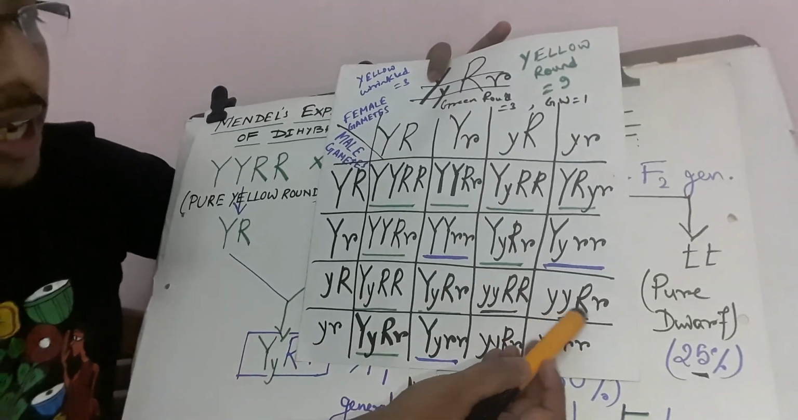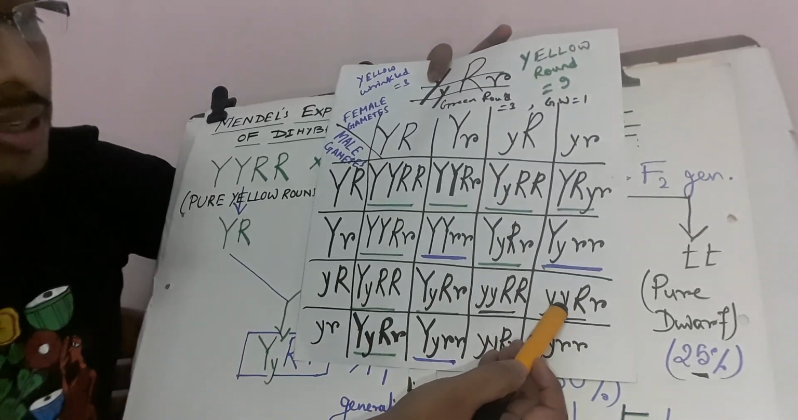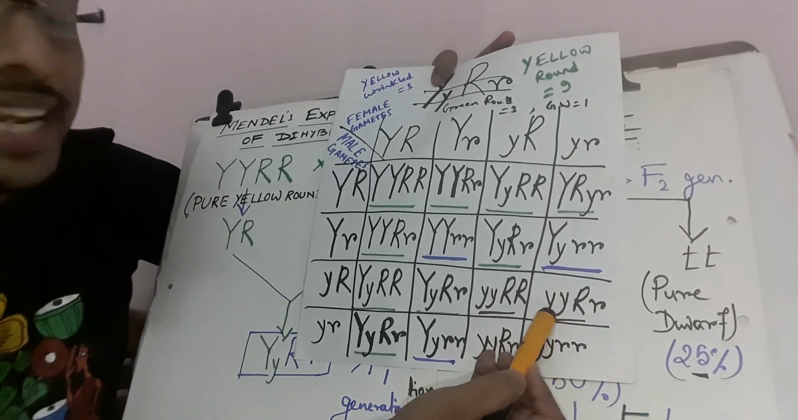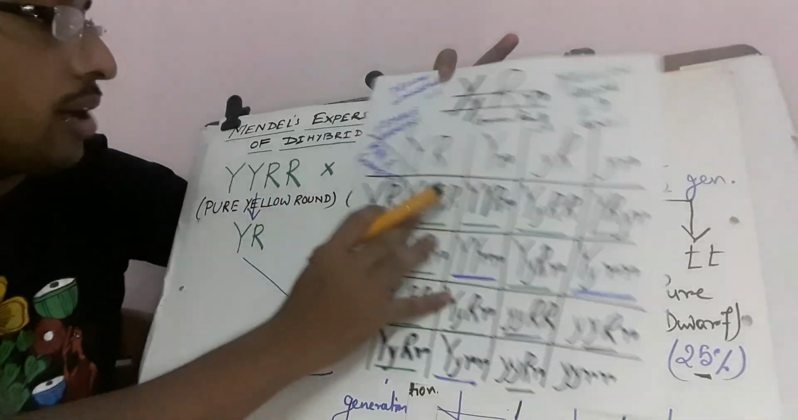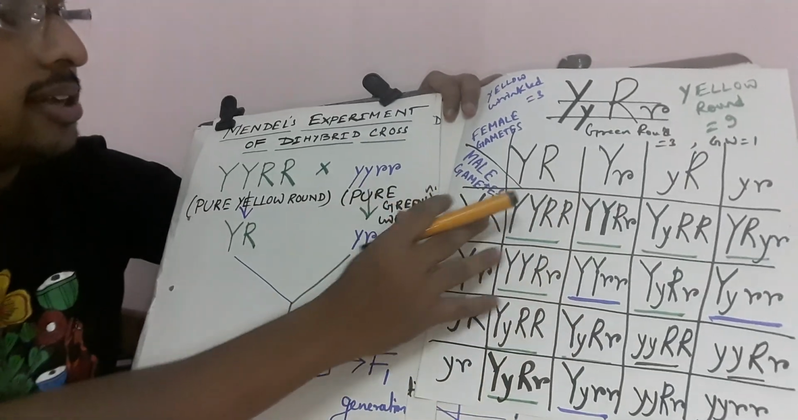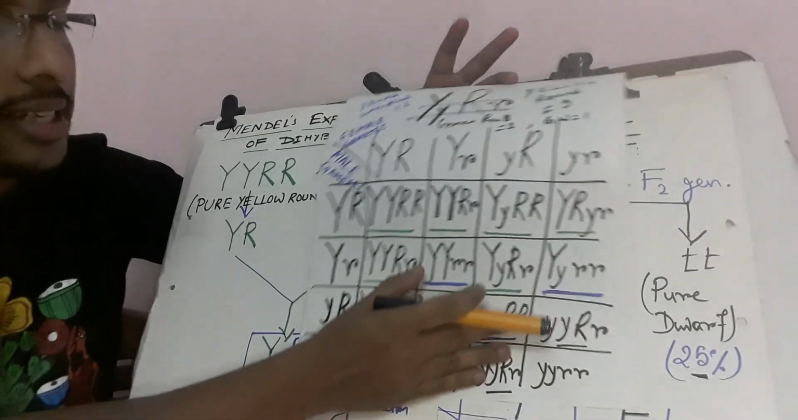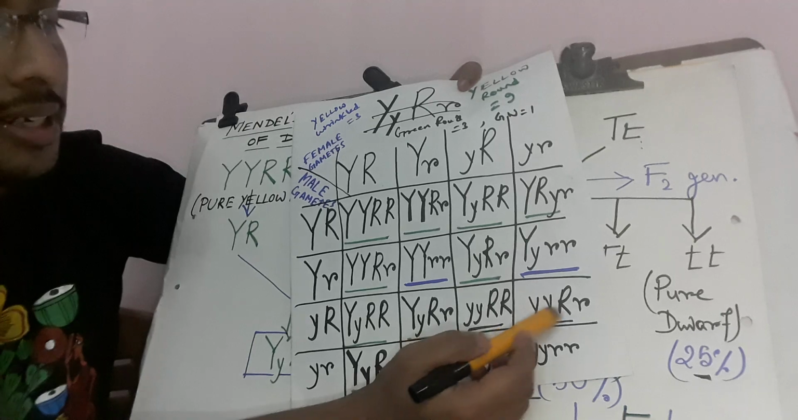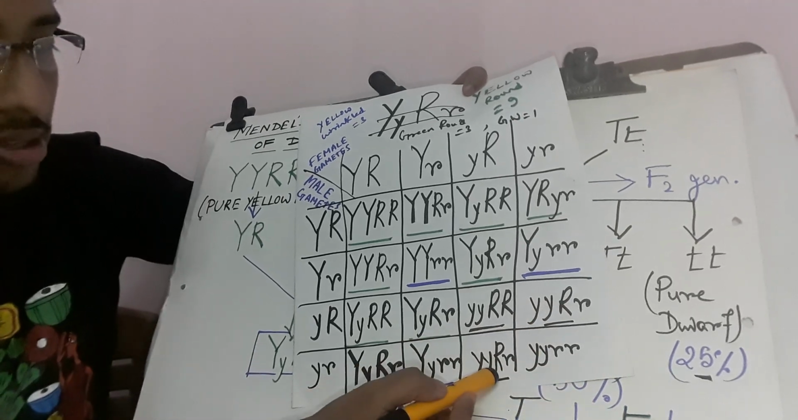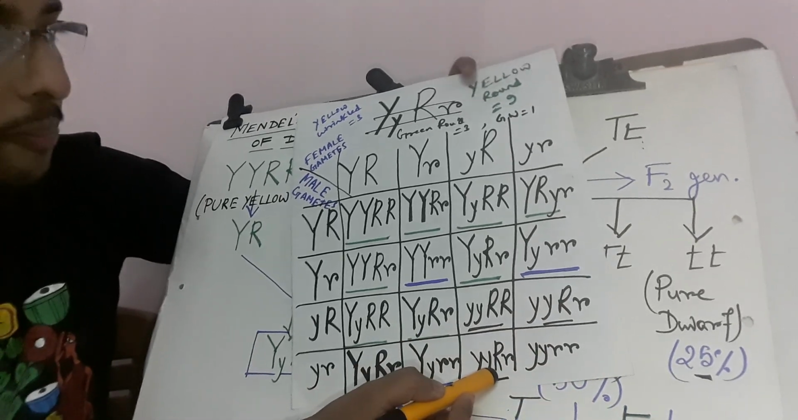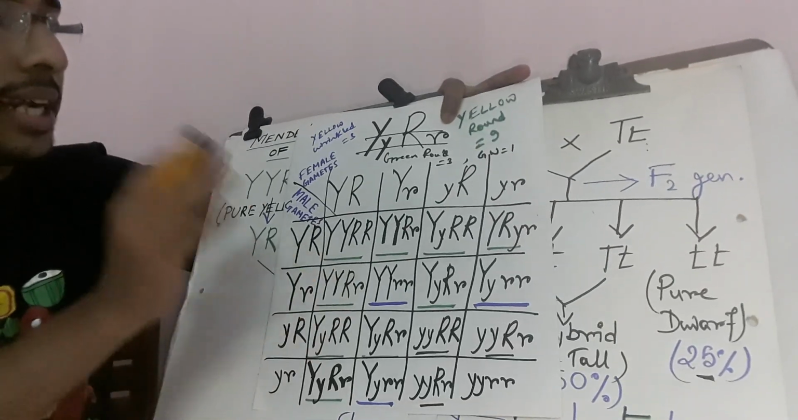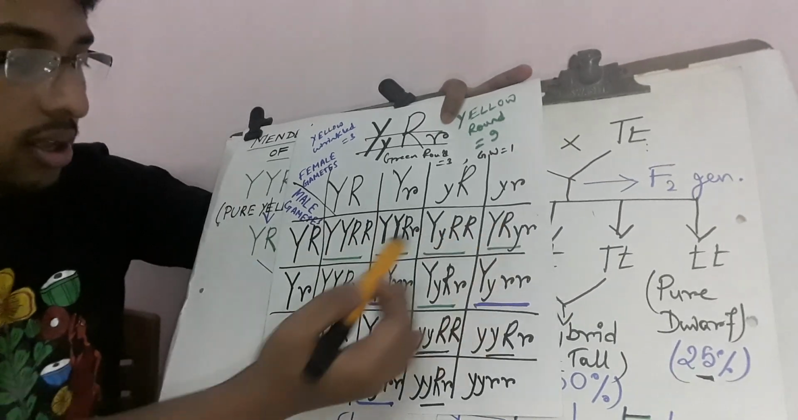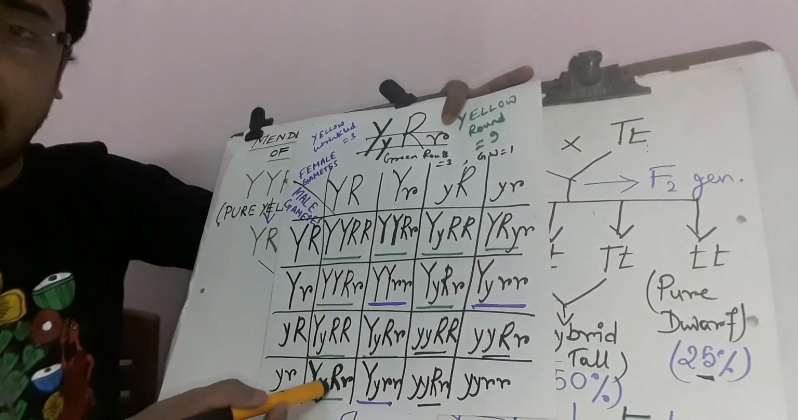Again, see the structure. Small y means not the yellow character. If the yellow character is not there, then there is the green character, because with the help of small y we represent the green character. So here the structure is green character and round seeds. So that is green round seeds. Similarly, that is also green round seeds. So the combination we are getting: yellow round seeds, these are 9 combinations. 1, 2, 3, 4, 5, 6, 7, 8, 9 yellow round seeds.